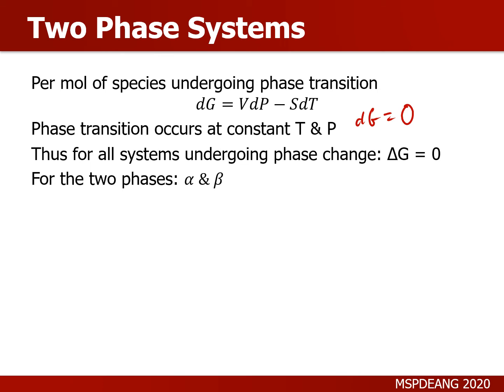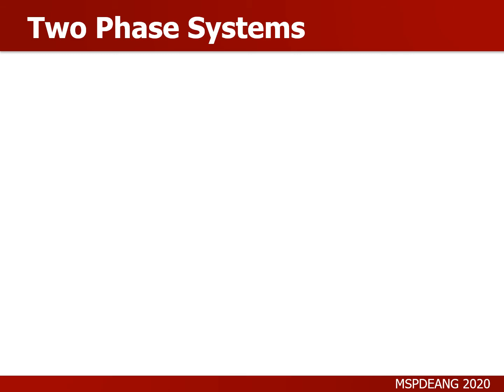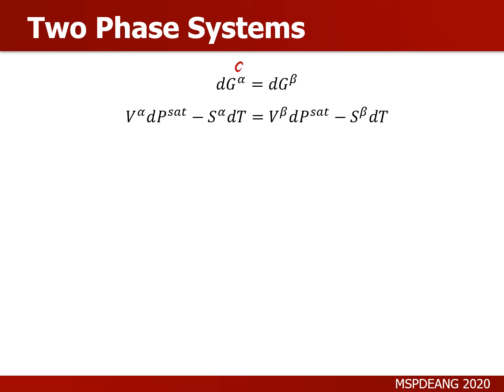Therefore, for any two phases, let's call these phases alpha and beta, G alpha is equal to G beta, or dG alpha is equal to dG beta. From this, we can write the fundamental property relation for the alpha species and the beta species. dG is equal to VdP minus SdT again, for the alpha phase and the beta phase. And here the pressure is the saturation pressure at this particular phase change process.